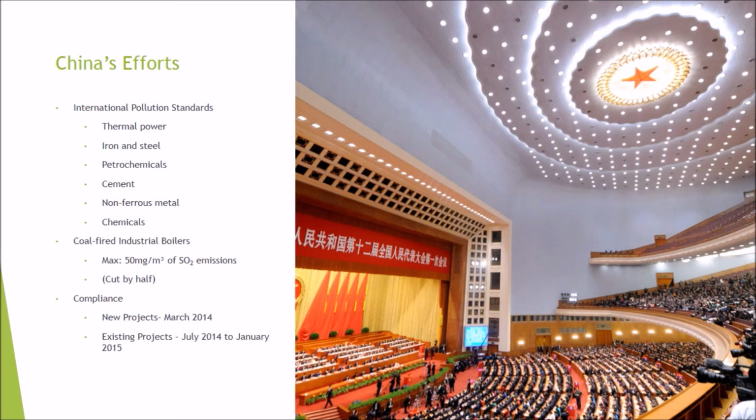New projects in thermal power, iron, and steel industries began compliance on March 1st, while existing projects will begin EU compliance between July 2014 and January 2015.